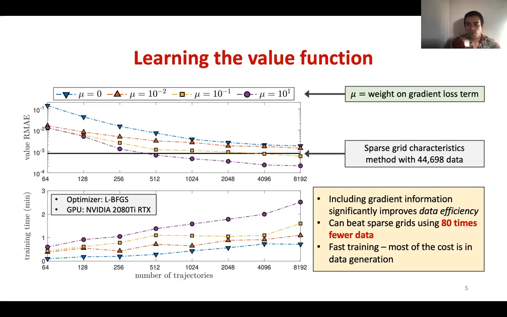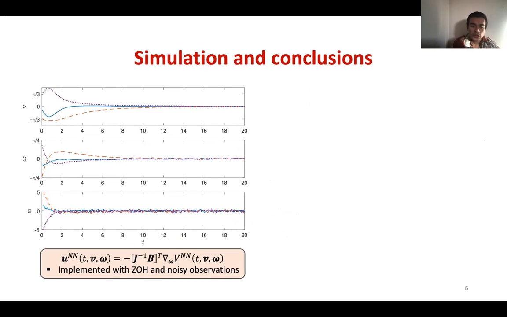So with that gradient term, we really improved data efficiency, and that's important because in high dimensions, a lot of the cost is actually in data generation. So we think that this is a potentially promising way to do this. Let's just finish by looking at a closed loop simulation. Here you have the neural network controlling the system. And we've implemented this with a zero order hold and some noisy observations to make the problem a little bit more realistic. And you can see under these conditions, the neural network does a great job stabilizing the satellite.